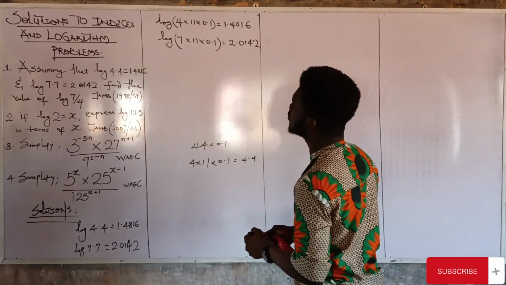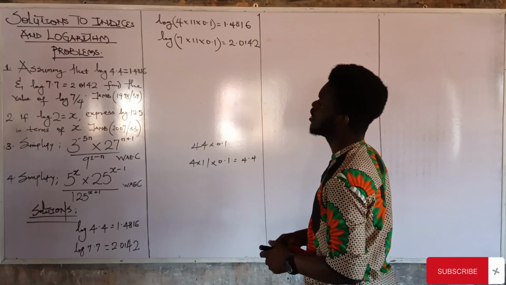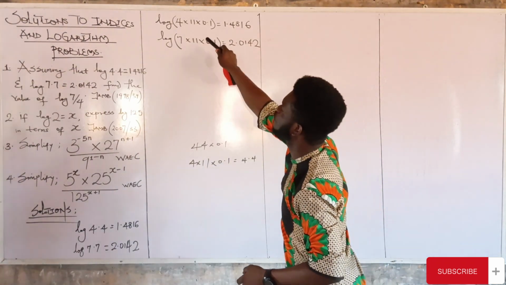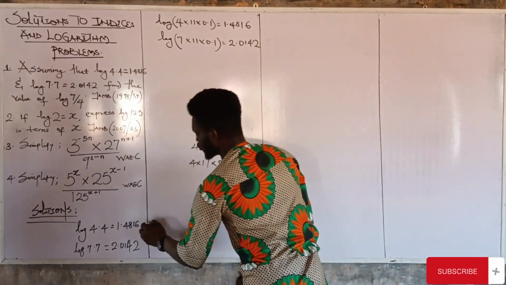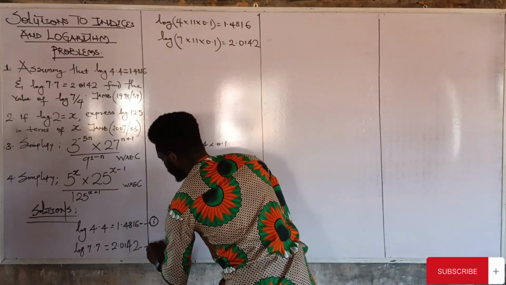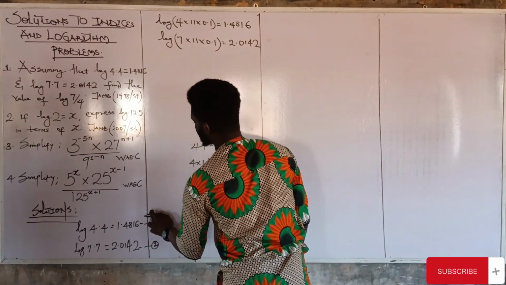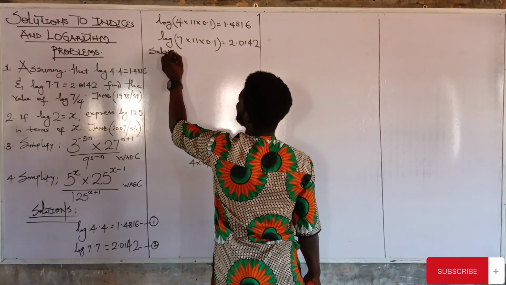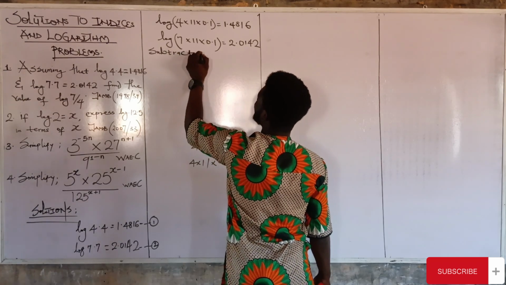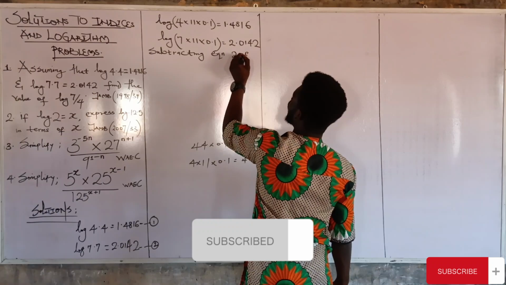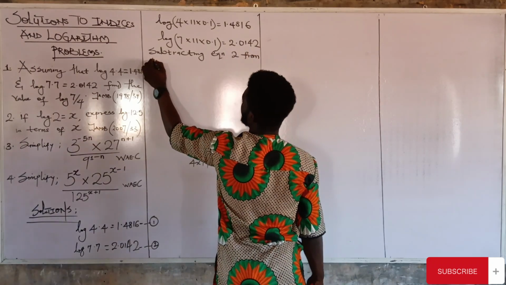2.0142. Once you've done this, the next thing you need to do is eliminate. You use a method called elimination. So you say that this one we should call equation 1, and this we call equation 2. If you are doing that, you can also subtract equation 2 from equation 1.